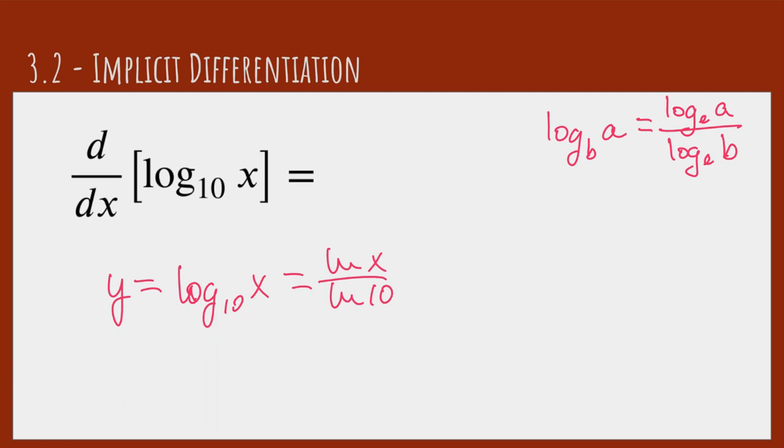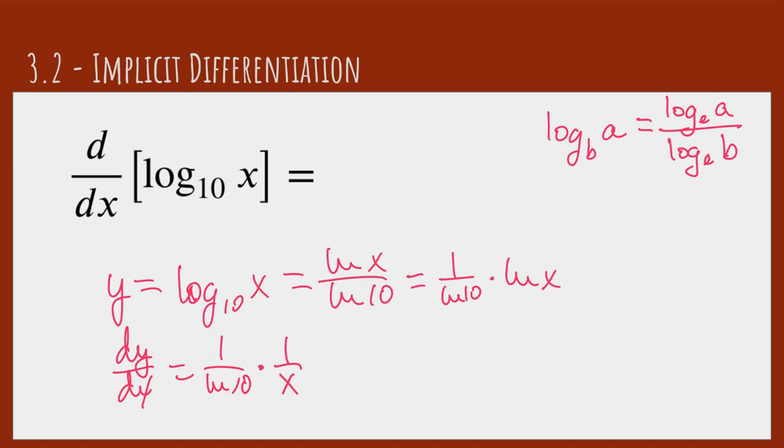Okay, now we don't even really need to use implicit differentiation. We just take the derivative of both sides. So we have dy dx is equal to, I'm going to think of this as 1 over the natural log of 10 times the natural log of x. Remember, this is just a constant right here. Constant multiple rule says we just carry that along. So 1 over the natural log of 10. And then the derivative of natural log of x is 1 over x. So simplifying here, we're going to have 1 over x times the natural log of 10.